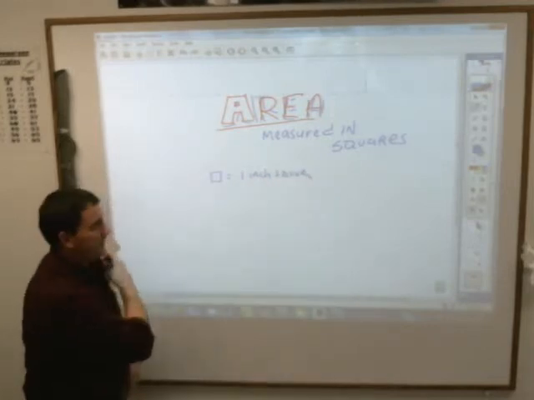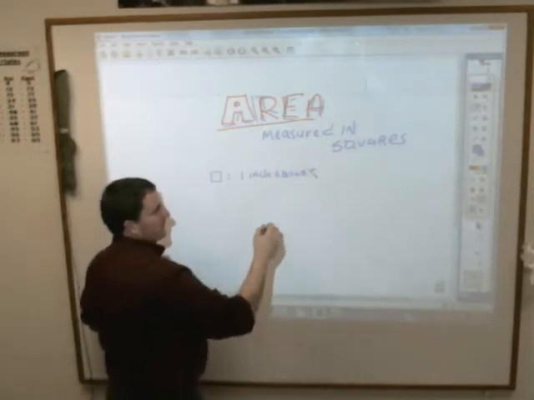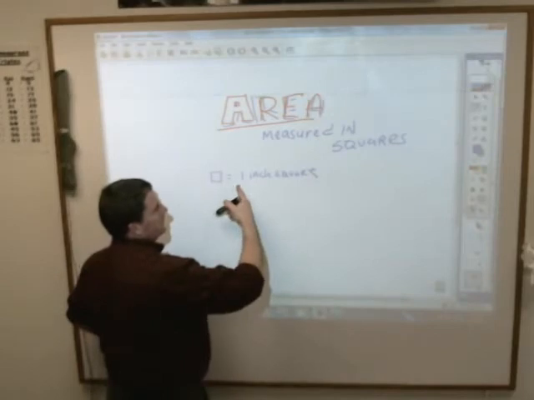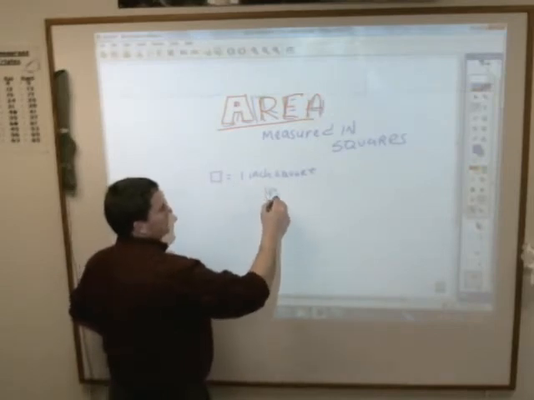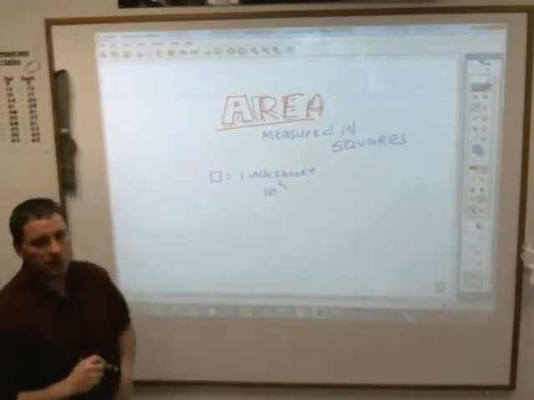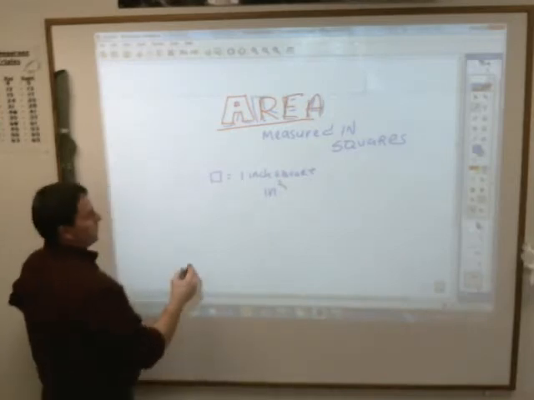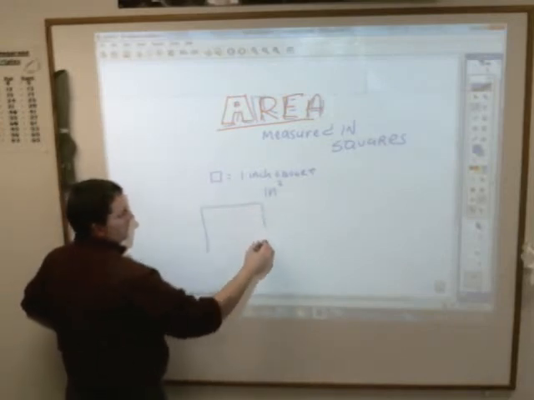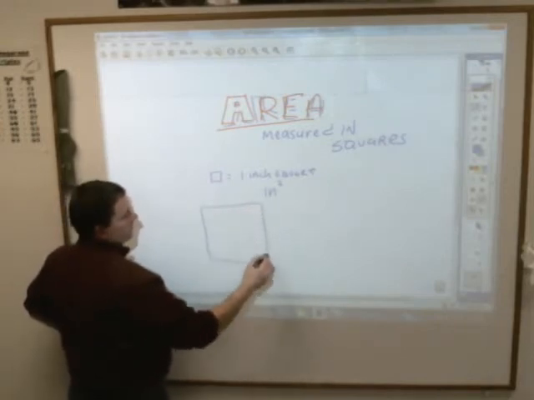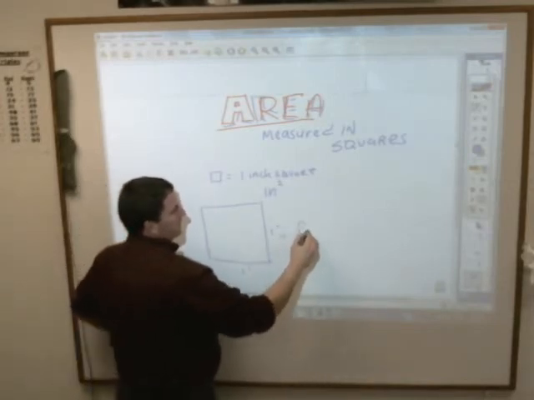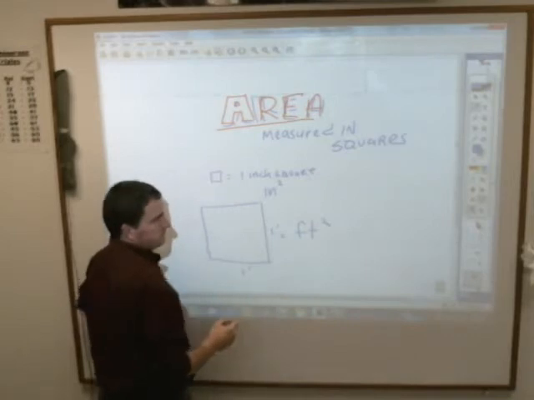Now, rather than having to write out the whole word, you can abbreviate by using the little 2 above the number. For example, a square inch you could write as inch with a little 2 up there, which means a square inch. Okay? A square foot is a square that is 1 foot by 1 foot. That is a square foot.